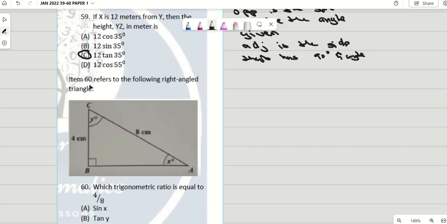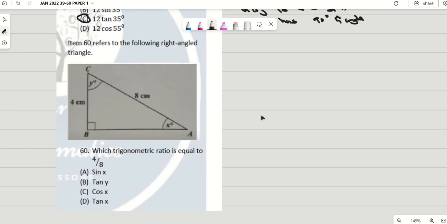Number 60. Item 60 says it refers to the following right angle triangle. As soon as you see a right angle triangle, you think sine, cosine, tangent. You also think of Pythagoras theorem. So let's see, what trigonometric ratio is equal to 4 over 8? They're telling you it is 4 over 8. What I would do is use the answers. If we're talking about angle x, then 4 would become your opposite. But if they're talking about angle y, then 4 becomes the adjacent. So it's best to just use the answers.